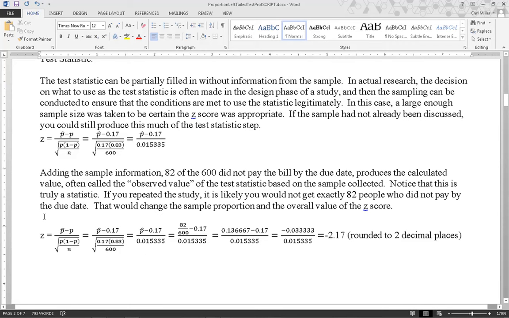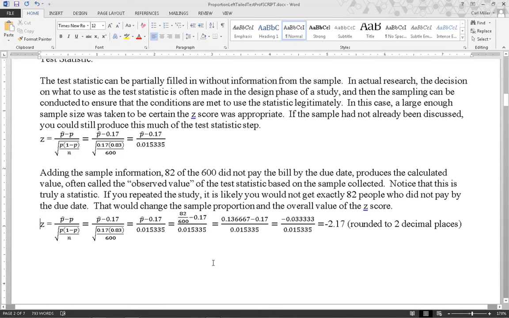But in our case, the z-score we can complete by putting the 82 over 600 in, converting that to a decimal, 0.136667. The difference in the numerator is negative 0.033333 over the same denominator, and that produces a negative 2.17 for our z-score, rounded to 2 decimal places.